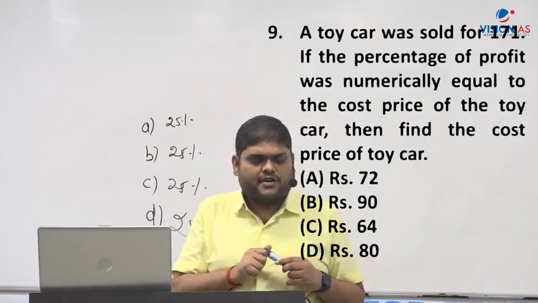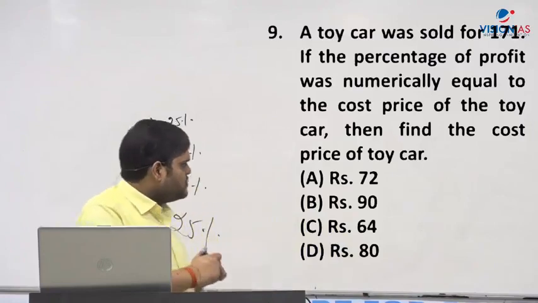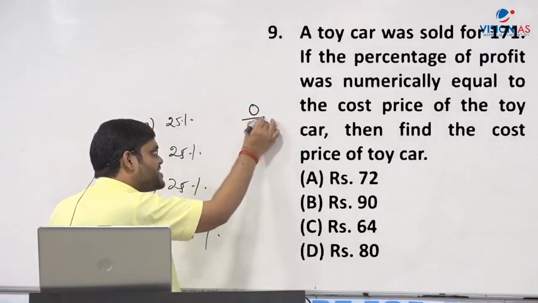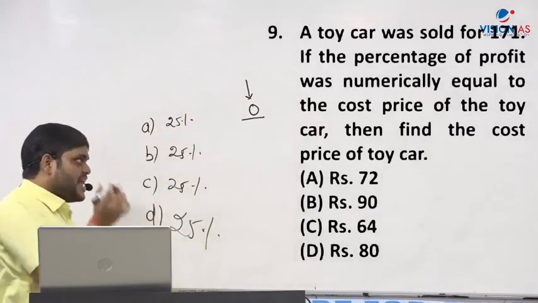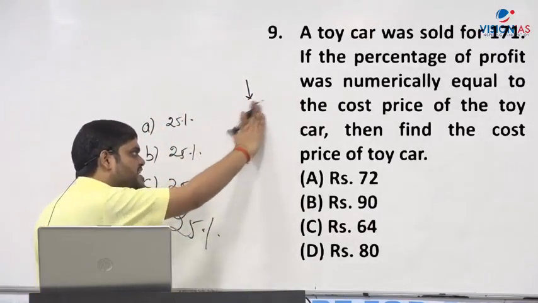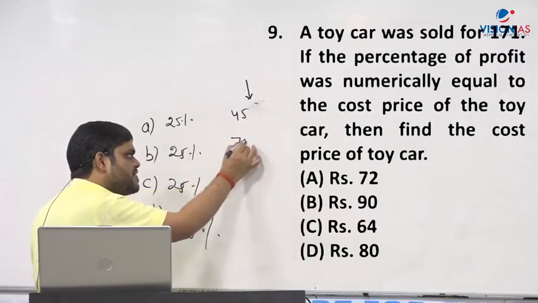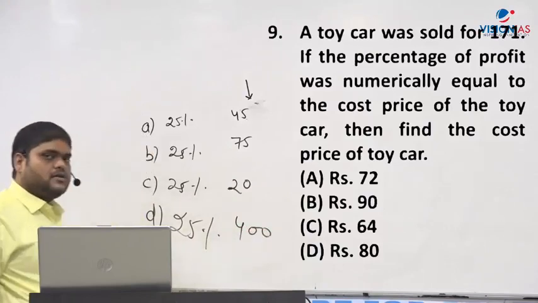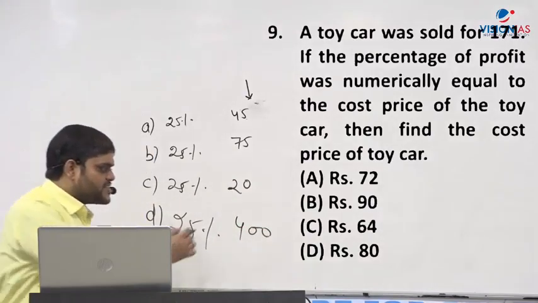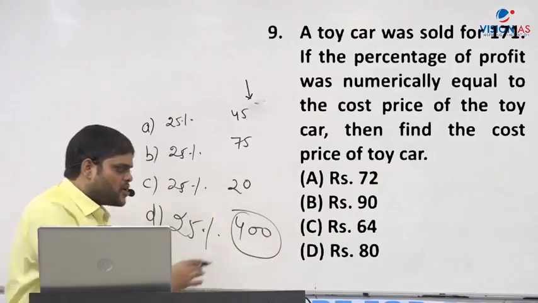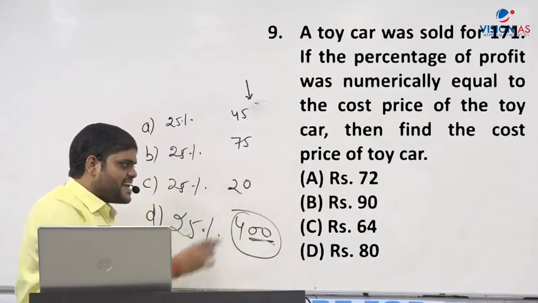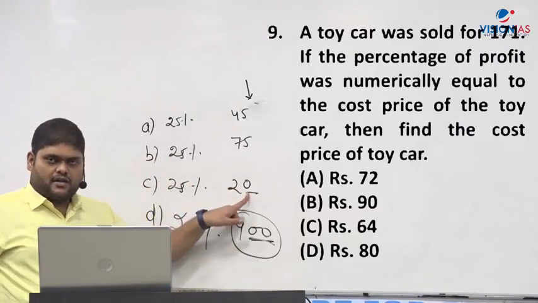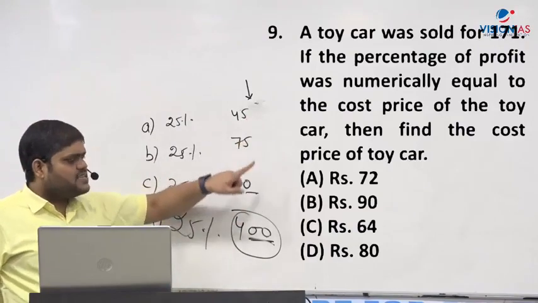Are you getting my point or not? And which option is the easiest one? The one in which the last digit is 0. Suppose options are given like this: 45, 75, 20 and 400. So I will start with 20, because there is a 0 there. Second, I will check 400, because there is a 0 here. And then third and fourth I can do in this way.